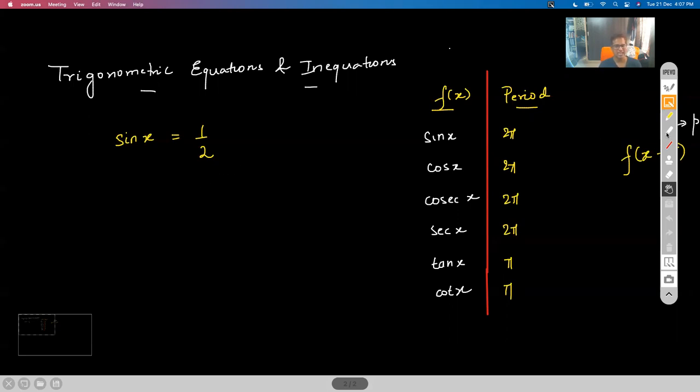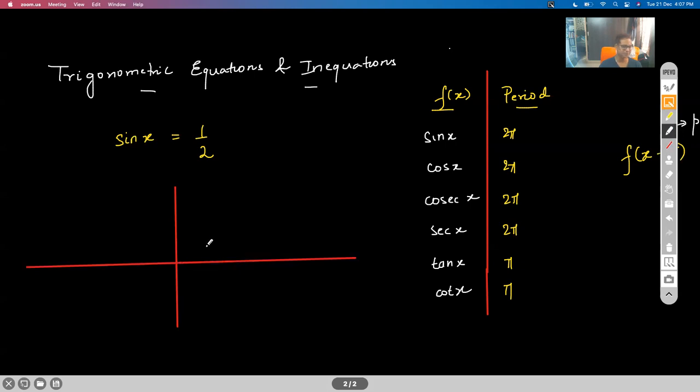So let me show this scenario on a graph. The sine x graph, if you all recall, looks like this. It's a sinusoidal graph. I'm just drawing a few branches of it. This goes on in both directions, fine? This is the graph of sine x versus x.